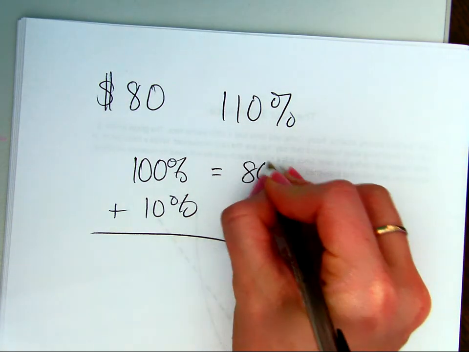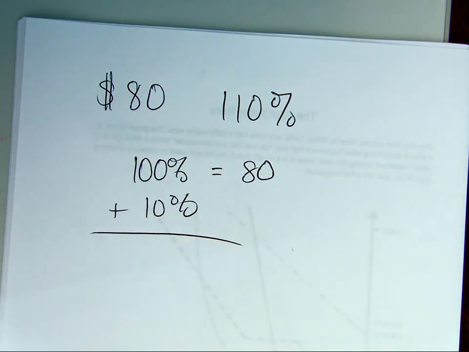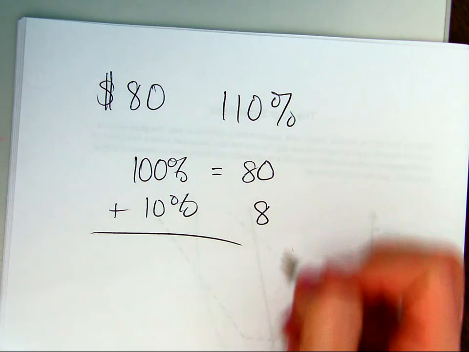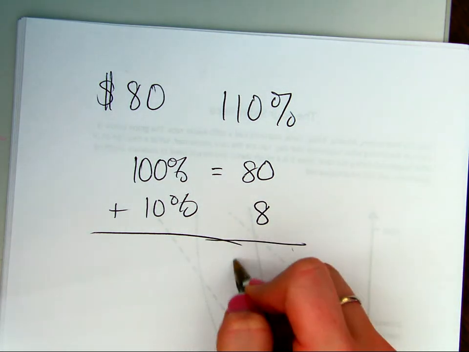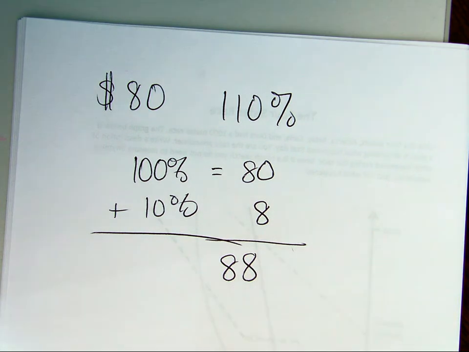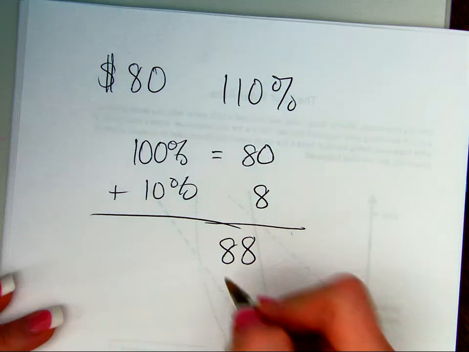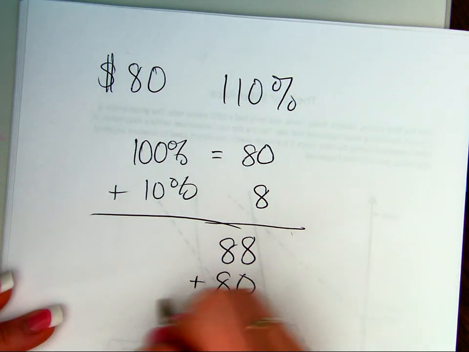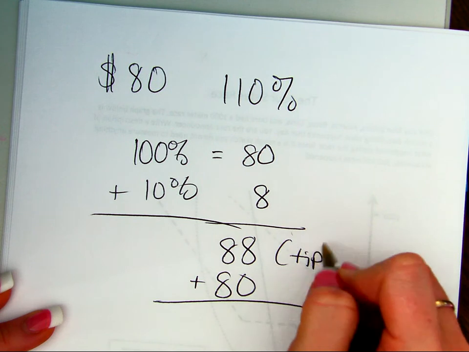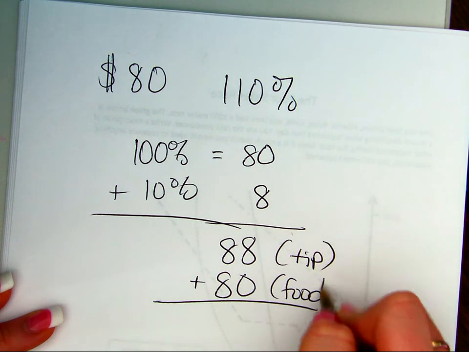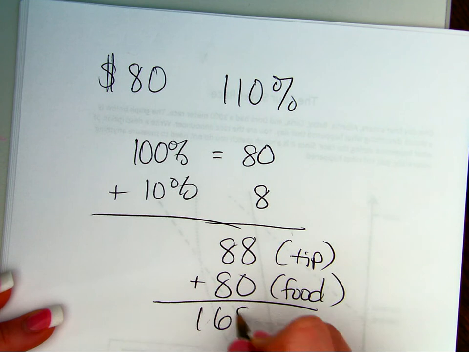How much is 100% of 80? 80. How much is 10% of 80? 8. You would leave what as your tip? $88. But what would your final total amount of money be? 168. Yes, that you leave on the table. So this is the tip, this is the food. This would be 168 total.